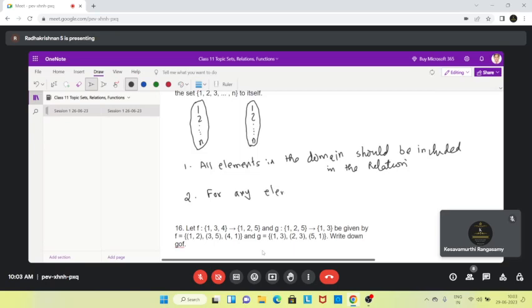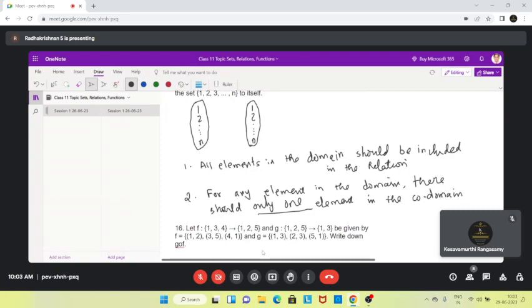For any element in the domain, there should be only one element. By this, what I mean is, for any element in the domain, it should be mapped to only one element in the codomain. Like one should be mapped to one or whatever, but it should not be mapped to two elements. One is mapped to one as well as one is mapped to two. That is not a function. So a function means, for any element in the domain, it should be mapped to only one element. Okay.